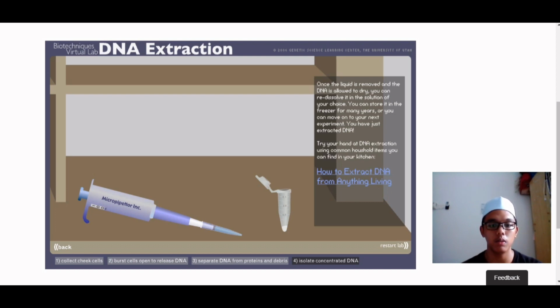In the bottom of the tube, you can see the white precipitate. So there is the DNA. That's all for DNA extraction.